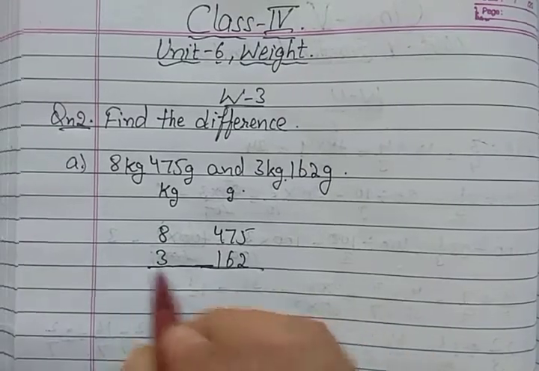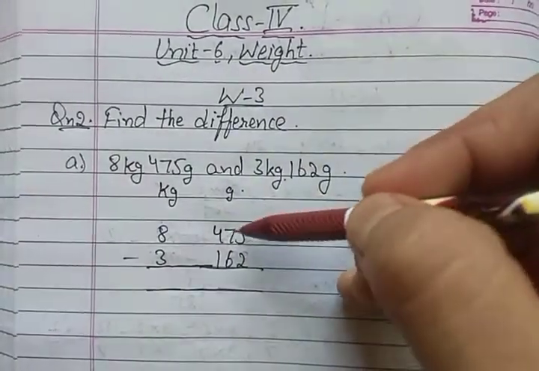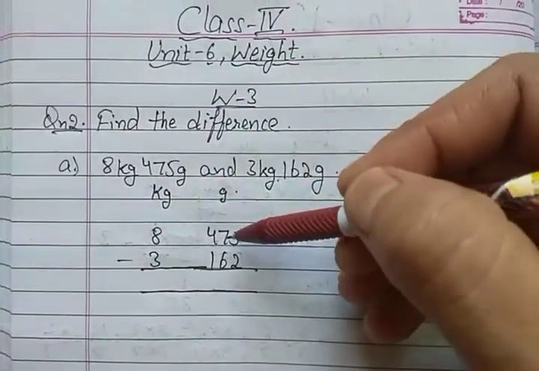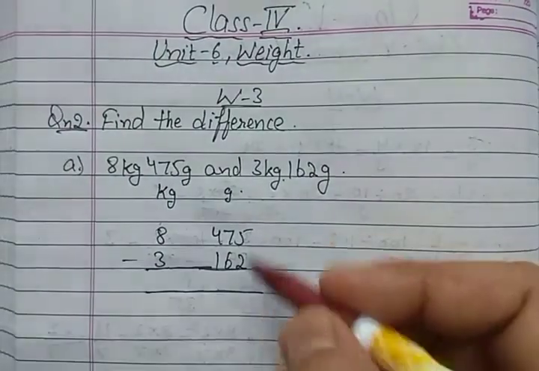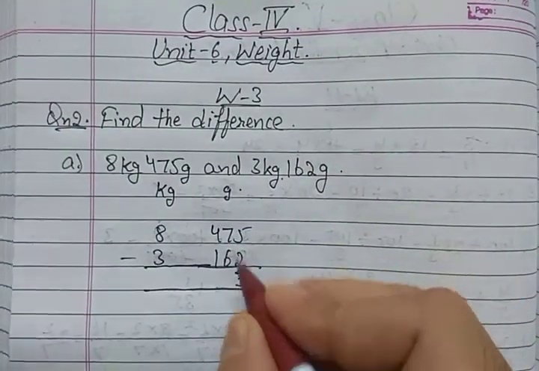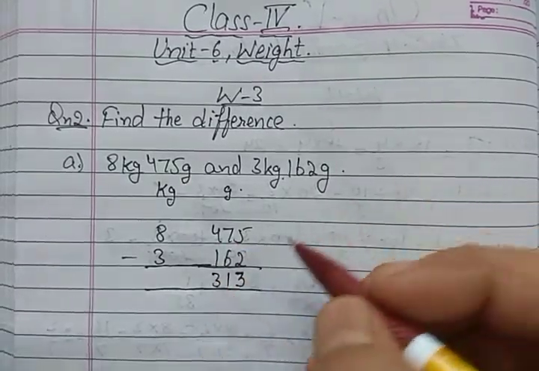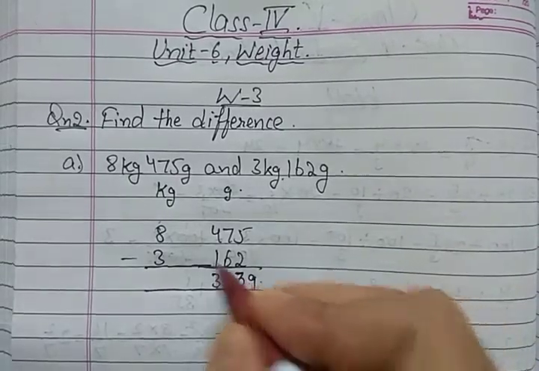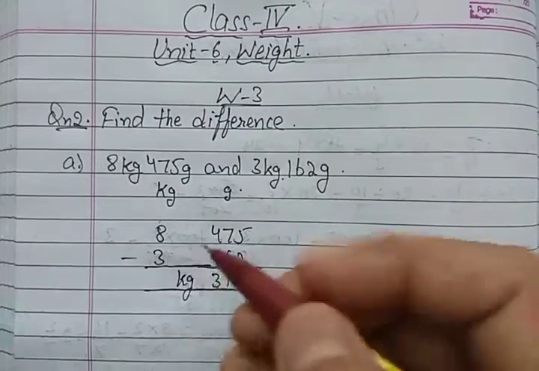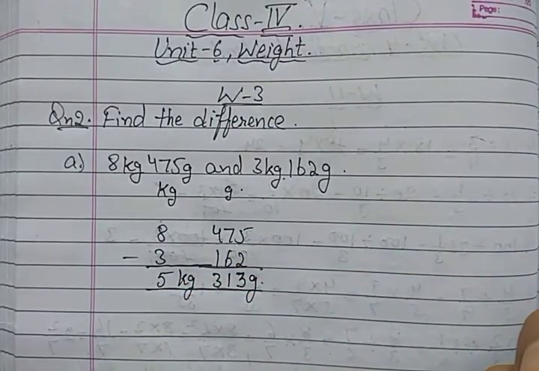Now subtract it. As 475 grams is greater than 162 grams, there is no need to borrow, so we will subtract directly. 5 minus 2 is 3, then 7 minus 6 is 1, 4 minus 1 is 3, and this is grams. Next we will subtract the kilograms. 8 minus 3 is 5. So this is the answer. This is the direct question.